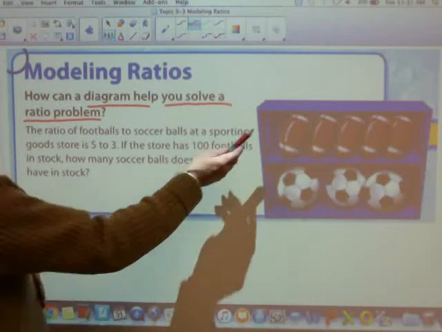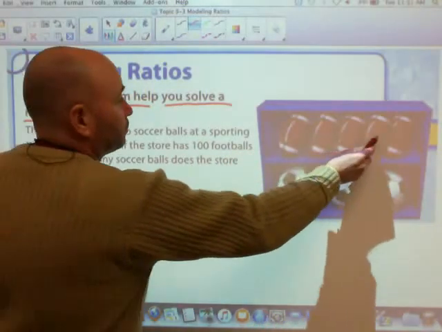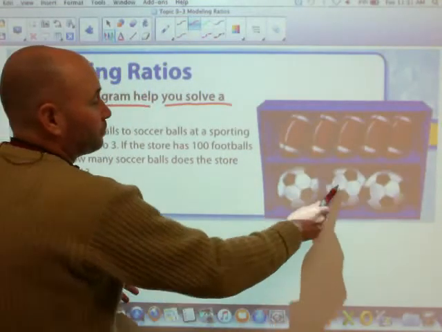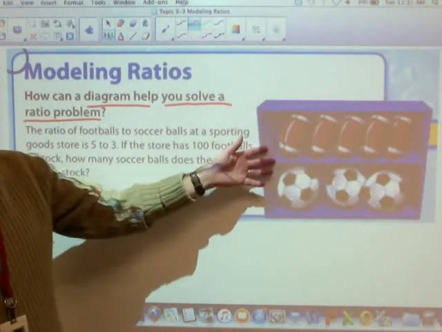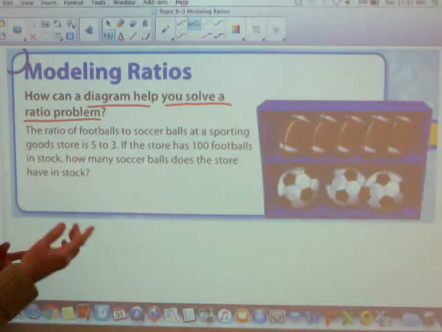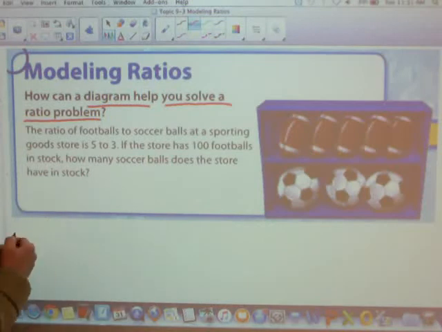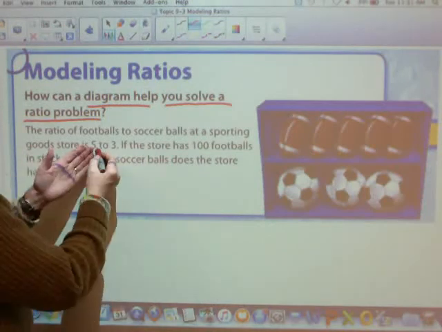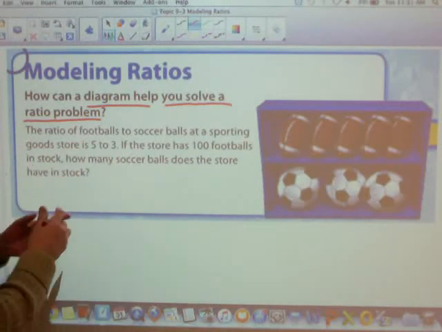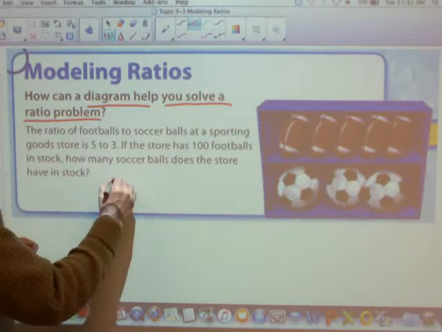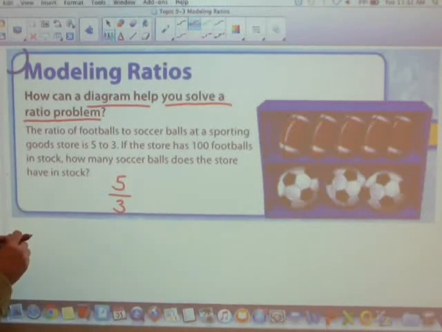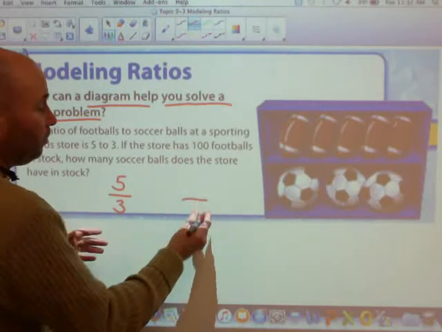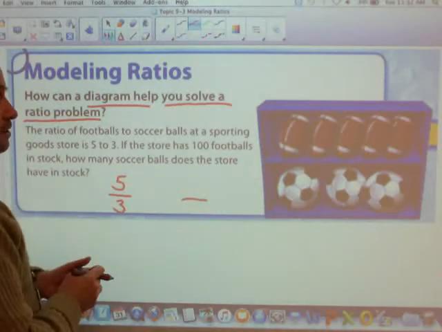So in other words, out on display, they have 1, 2, 3, 4, 5 footballs and 3 soccer balls. In the stock room, they have more soccer balls and footballs. And the ratio out on the floor, which is a 5 to 3 ratio, is proportional to the number of balls they have in the supply room.